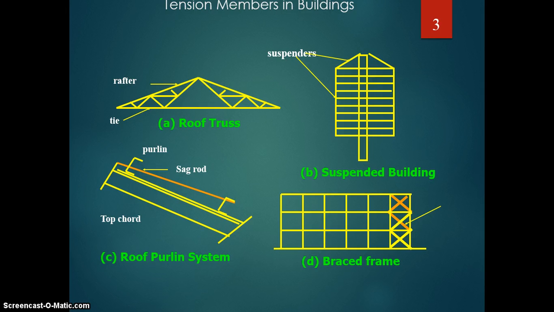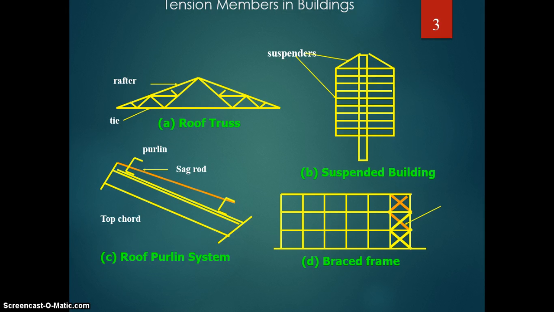Okay, these are the general structures having tension members. First is your roof truss. In a roof truss, the bottom member, that is the tie member, is your tension member. Then in the case of suspended buildings, the outer members are again tension members. These are the practical applications of tension members.